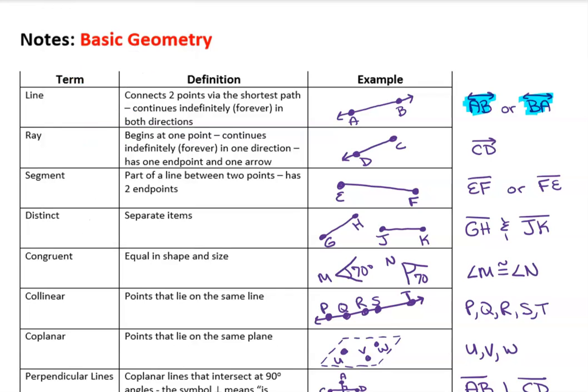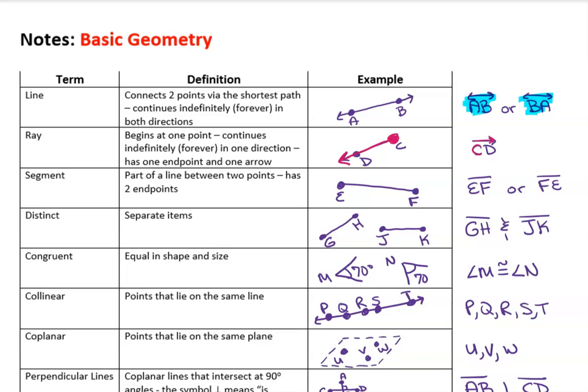All right, a ray has one endpoint, and it keeps going in the direction, but only one direction. It can't keep going in both directions. Now, when you name it, you find the one that has no arrow. This one goes first. The C went first. And then you put the arrow over the letter that kept going. So C and then D.